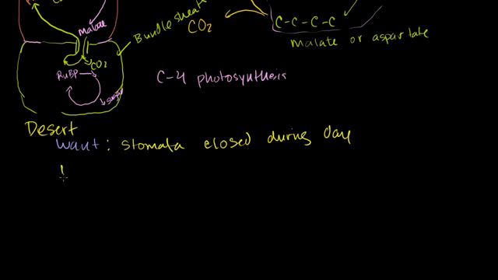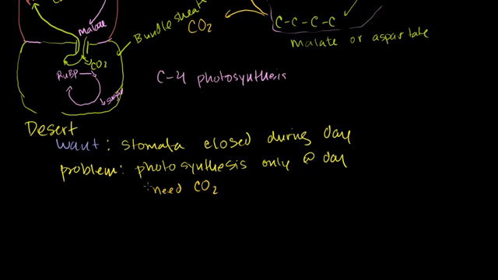But at the same time, the problem is that photosynthesis can only occur during the daytime, and that includes the dark reactions. Remember, I've said multiple times, the dark reactions are badly named. They're more the light-independent reactions. But both the light-independent and light-dependent reactions occur simultaneously, and only during the daytime. So photosynthesis only at day. And if your stomata are closed, to perform photosynthesis, especially the Calvin cycle, you need CO2. So how can you get around this?